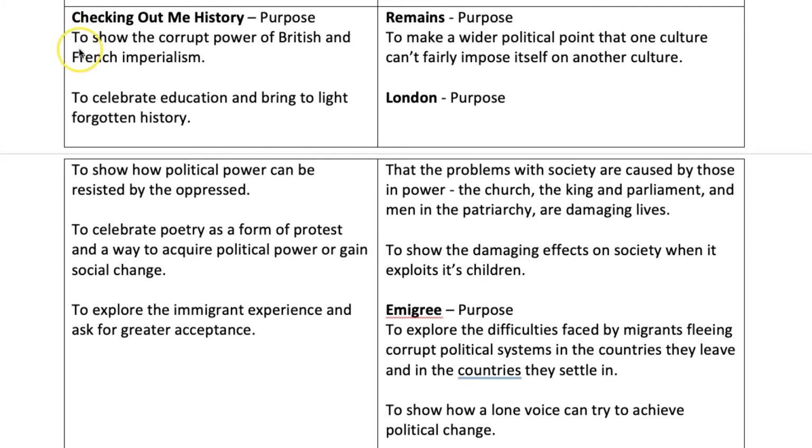The purpose? Well, to show the corrupt power of British and French imperialism, to celebrate education and bring to light forgotten history. The whole point of this poem is about the history that we should be taught, and it's passionate about giving people the right education in order to change lives. It's to show how political power can be resisted by the oppressed.